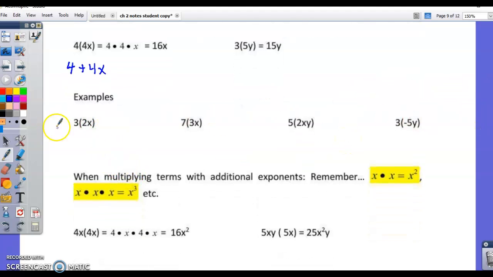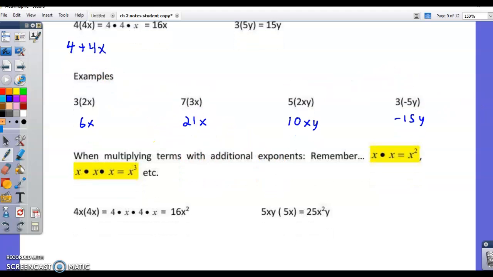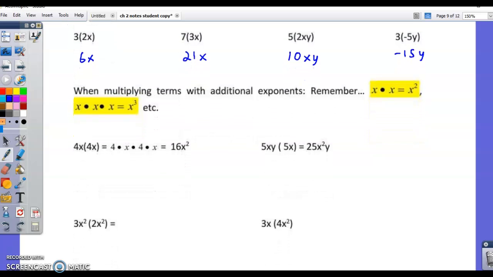Here are some examples. 3 times 2x, 3 times 2 is 6, and have the x there. 7 times 3 is 21, and then because that x is there, we just leave it. Here's 2xy, 5 times 2 is 10, so 10xy, leave those variables. 3 times negative 5 is negative 15, and then we include that y there. So again, I think it's pretty straightforward. We just multiply them, but if they're separated by a plus or minus, we can't add them unless they have the same variables to the same exponents.